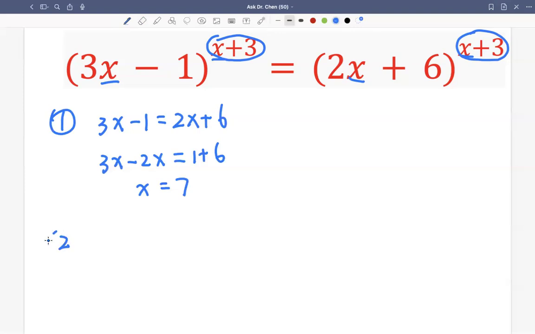So that's the first case. The second case, if the exponent is 0, so if x plus 3 is 0, then anything raised to the 0 power will be 1. Right, so that gives us x equals -3. -3 plus 3 is 0. 3x minus 1 raised to 0 is 1, and 2x plus 6 raised to 0 is also 1. So that's the second solution.